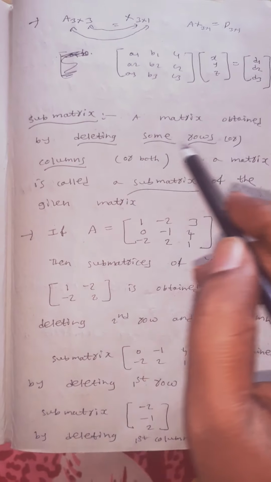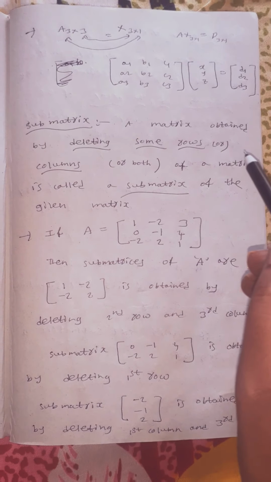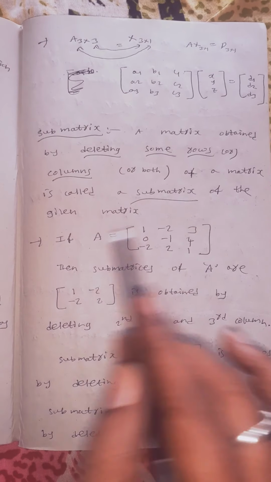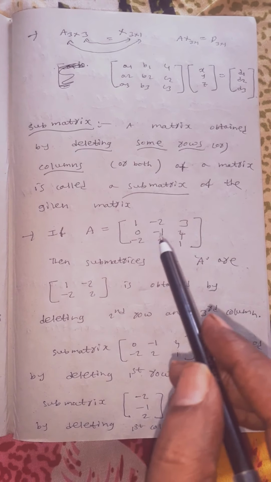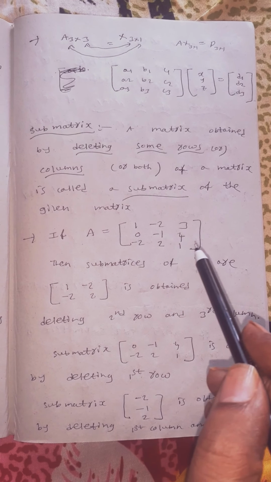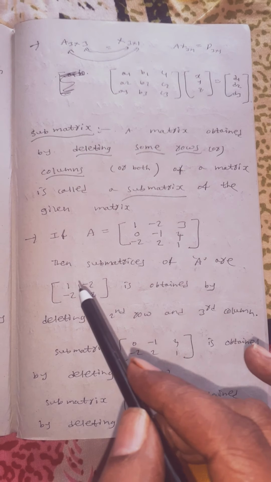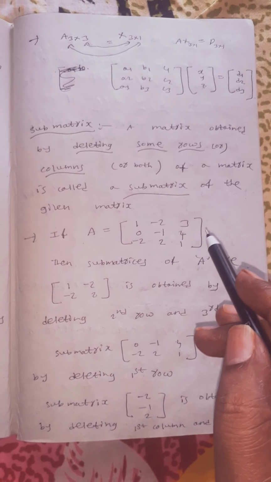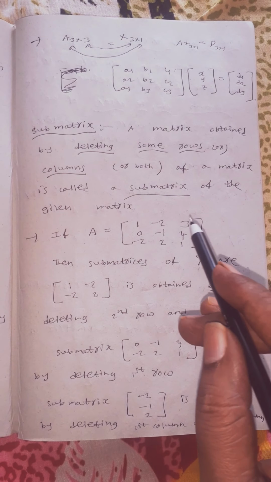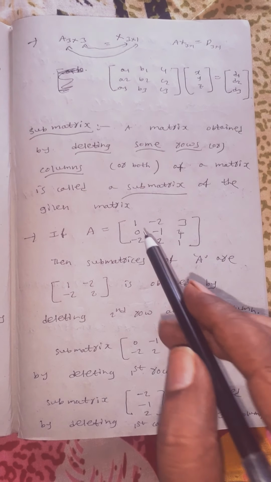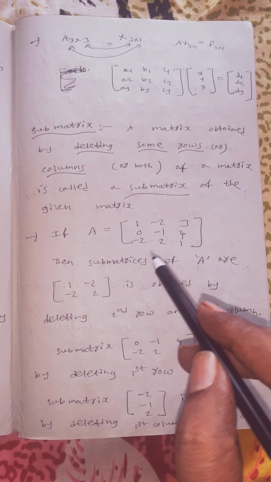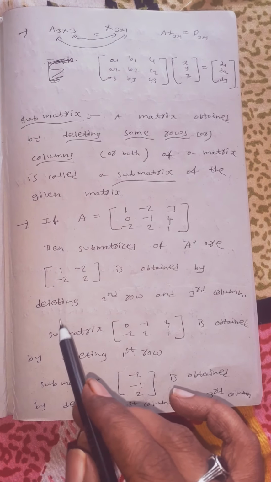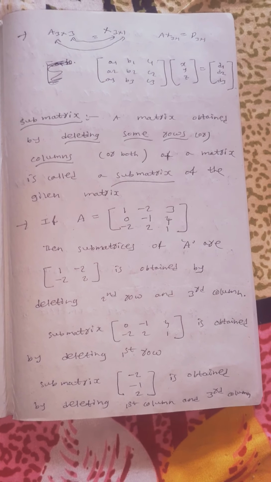Next, submatrix. A matrix obtained by deleting some rows or columns or both of a given matrix is called a submatrix of the given matrix. If A equals 1 minus 2 3, 0 minus 1 4, minus 2 2 1, then the submatrices of A are: here I am deleting the second row and third column. The remaining elements are 1 minus 2, minus 2 2. So it is one of the submatrices. We got this by deleting the second row and third column.